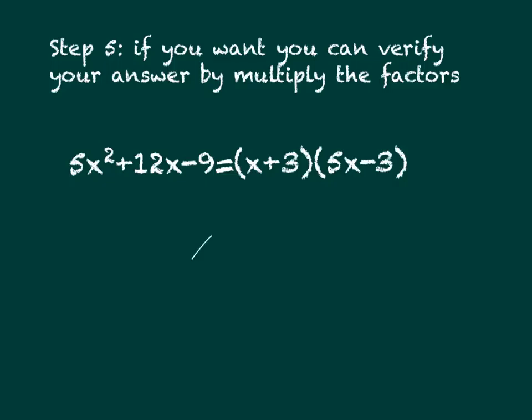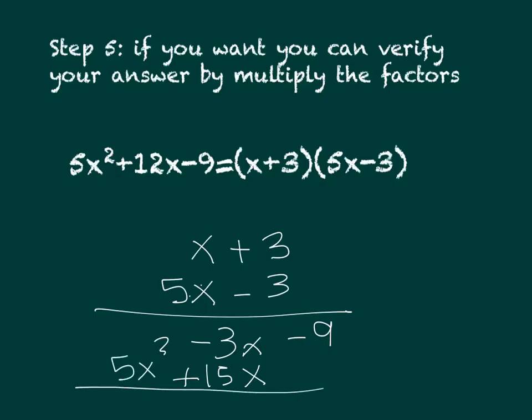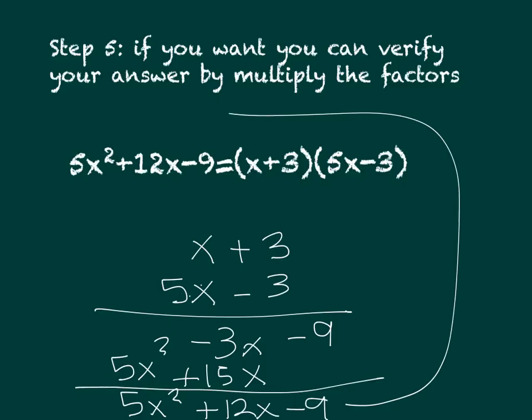So in this case, I'm going to use the horizontal product. We're going to multiply x plus 3 times 5x minus 3. So that will be negative 3 times positive 3, minus 9, negative 3 times x, negative 3x, 5x times 3, positive 15x, and 5x times x, 5x squared. So the result of this will be 5x squared plus 12x minus 9, which is exactly the same expression that we had at the beginning.